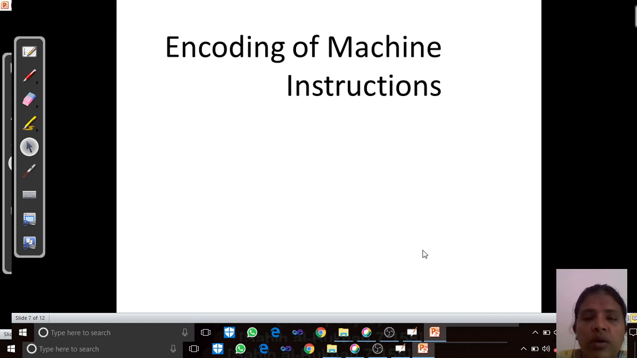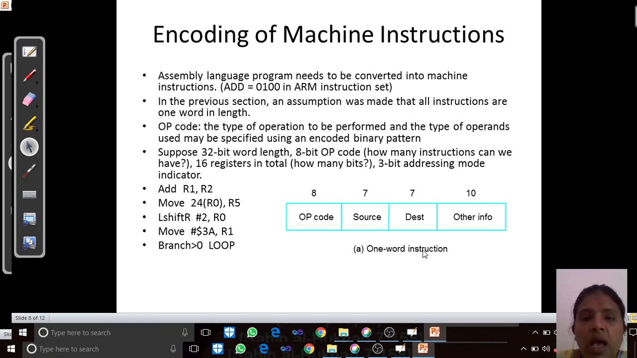How to encode the machine instructions? An assembly language program needs to be converted into machine instructions. For example, add is 0100 in the ARM instruction set. In the previous section, an assumption was made that all instructions are of one word length. The opcode, the operation code, the type of operation to be performed, and the type of operands used may be specified using an encoded binary pattern. The opcode says what operation it is performing.